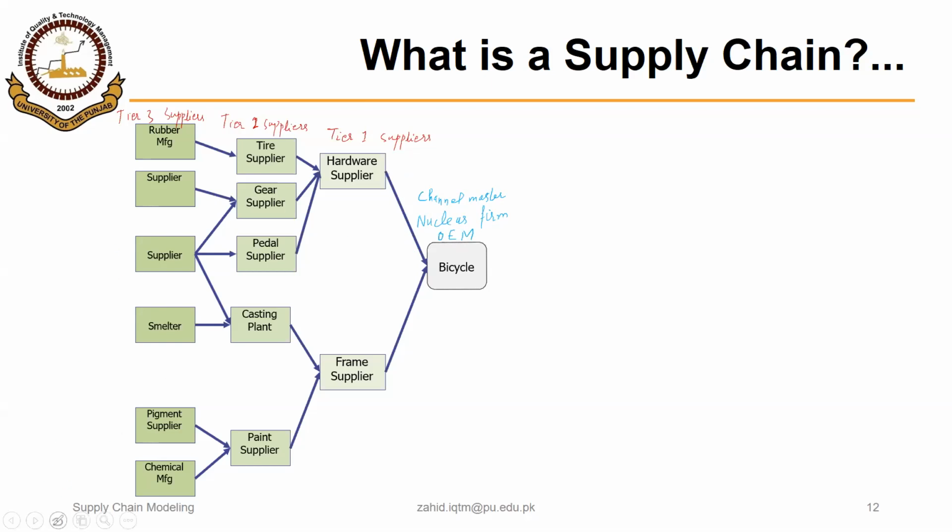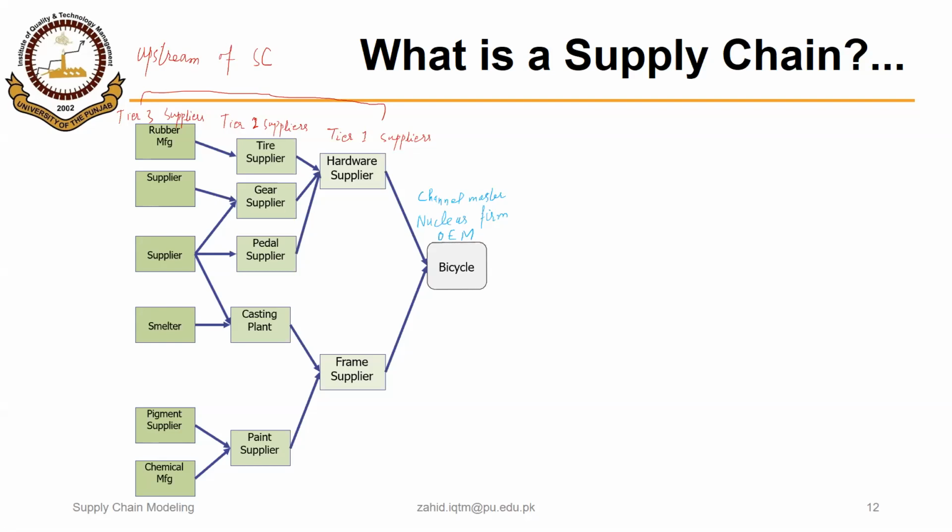So the left side in this figure is called the upstream of the supply chain. Material or component flows from left to right. That is why it is called upstream, just as the flow of a waterfall starts from upside towards, for example, the ground. So that is why this side is called upstream of the supply chain.